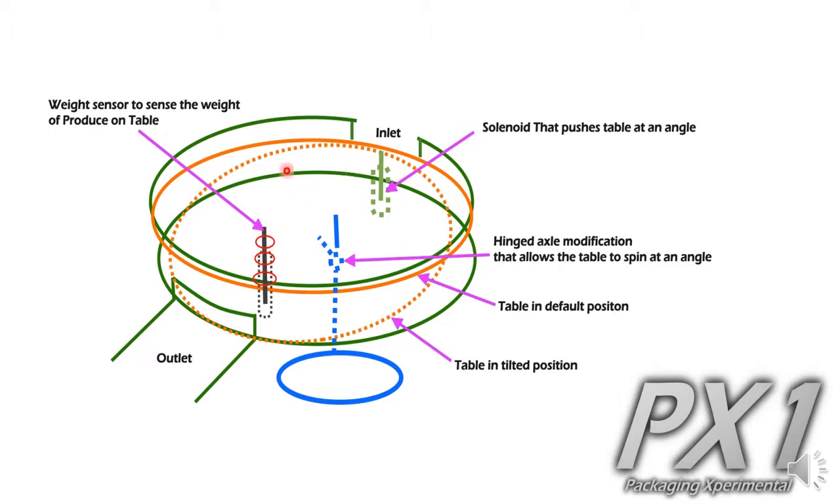And when the weight reaches the amount of produce equivalent to fill one box, this solenoid will activate and tip the table down to the lower outlet access port, where the produce will flow out and fall into the box. And it is a timed system, so after a given period of time, it will tip back up and the other produce would flow onto the table. Also, this table has a kind of lip, so when it moves up, the inlet is blocked.